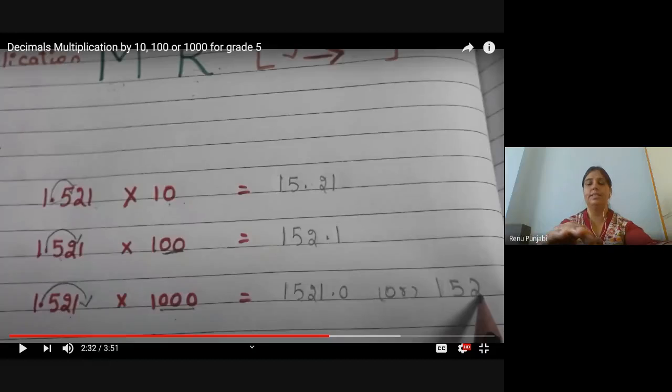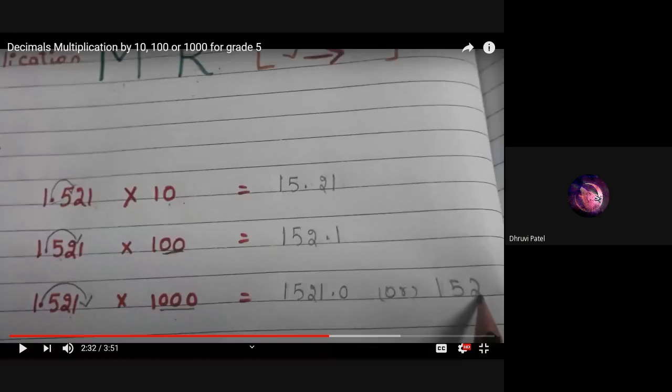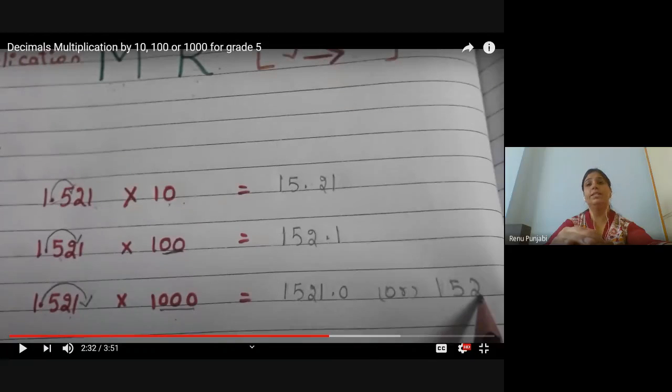Ma'am, I have written this example, 1.521 multiplied by 10, 100 and 1000. So we have to write the next one also. Whichever comes in the chat box, if you have written in the chat box, please write in the notebook also.